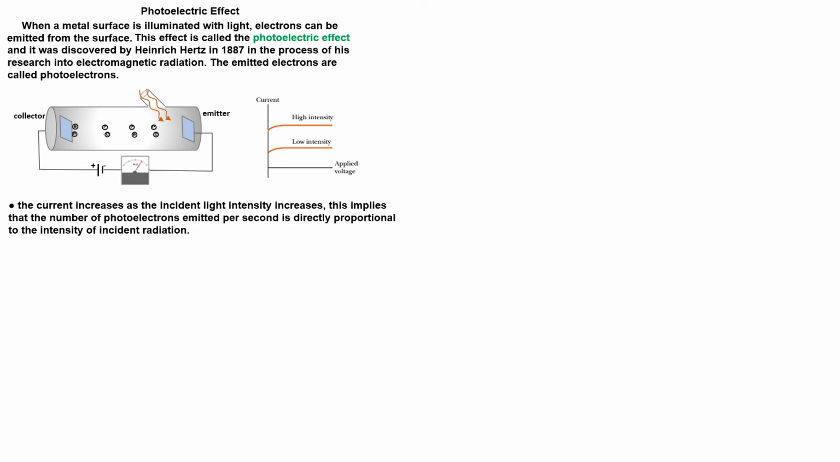At sufficiently large voltage, all the emitted electrons reach the collector plate and the current reaches its maximum value. Classical physics works pretty well so far. The higher the light intensity, the more energy reaches the emitting plate, and the more photoelectrons are removed from the plate.